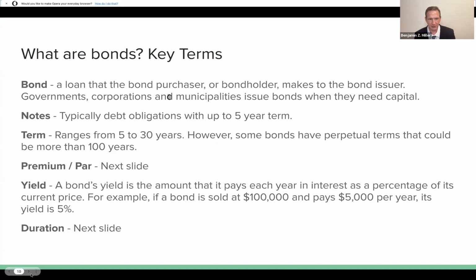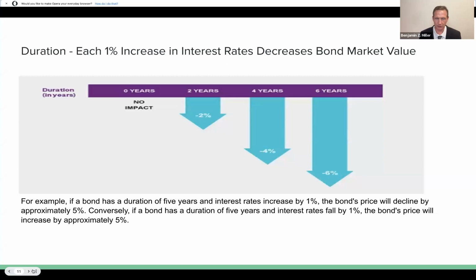A few terms you'll come into are yield. You hear that one a lot. Premium and par, I'll give an example of that. And then you also hear the term notes. Notes are usually when you're talking about a debt obligation that's less than 5 years, but it can vary. There's some flexibility there. And duration is one that people don't know as well as yield, but it's also important.